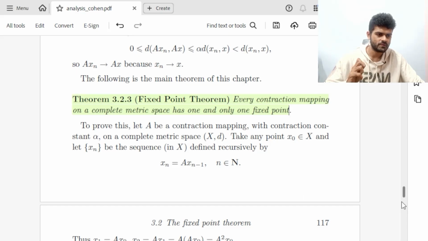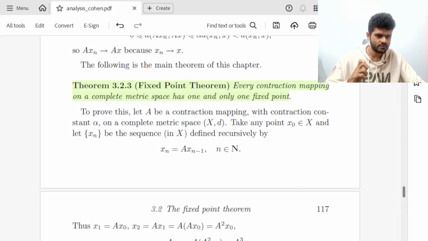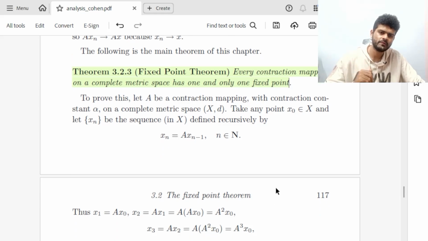Okay, so let's look at the proof. The proof is simple, and the way they have written down the proof is important because that's the same technique that we'll use to find fixed points.